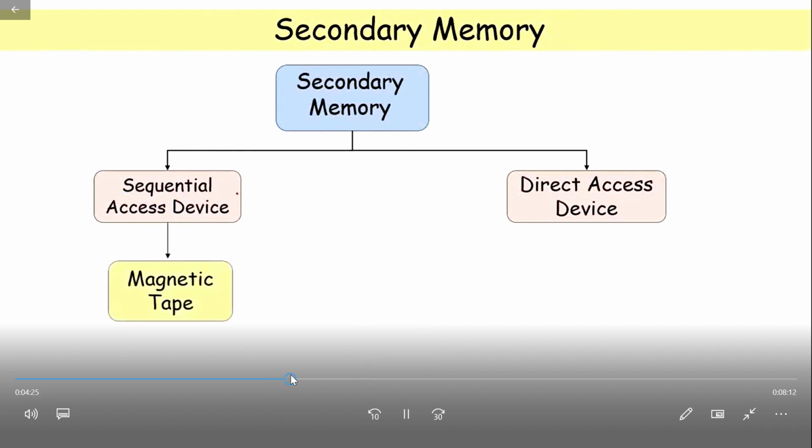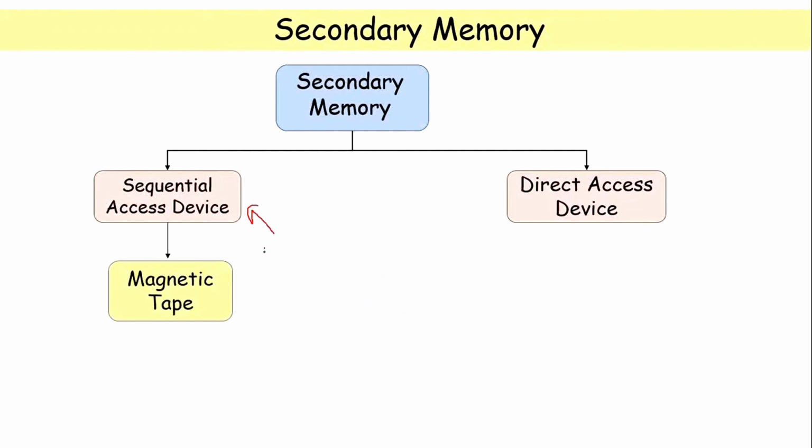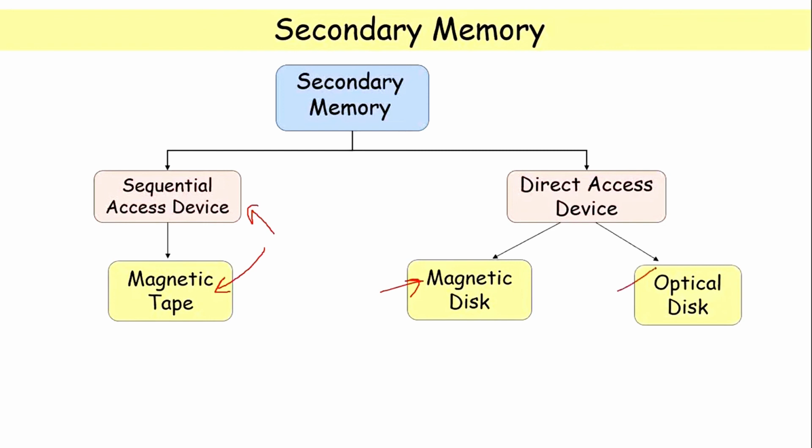Sequential access devices consist of magnetic tapes. Magnetic tape is a medium for magnetic storage made up of a thin magnetizable coating on a long, narrow strip of plastic film. Direct access devices consist of magnetic disc and optical disc.